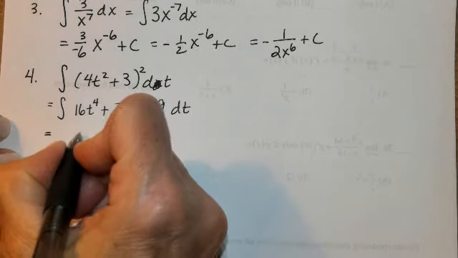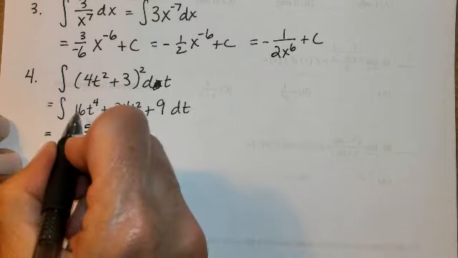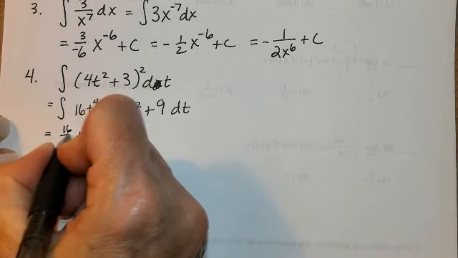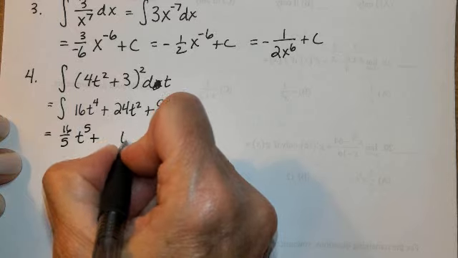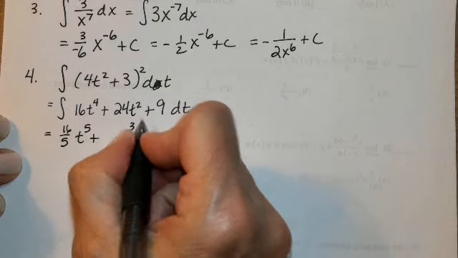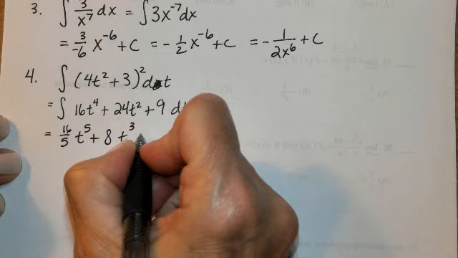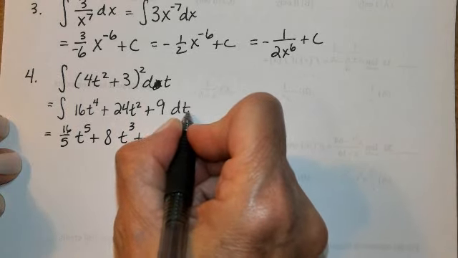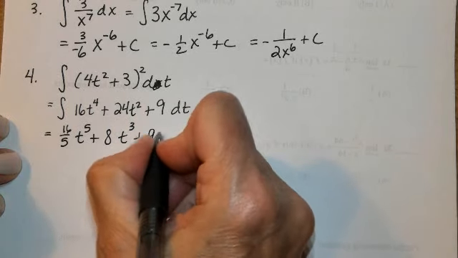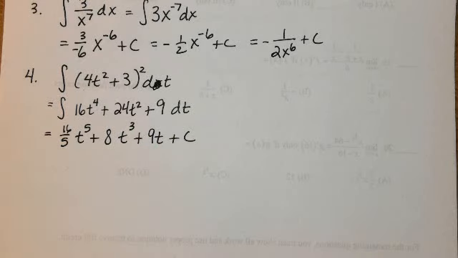Okay, so this will be t to the 5, and then here we'll have 16 over 5, right? Plus t cubed, 24 over 3, plus, don't forget we're integrating with respect to t now, so this will be 9t plus c. Okay?